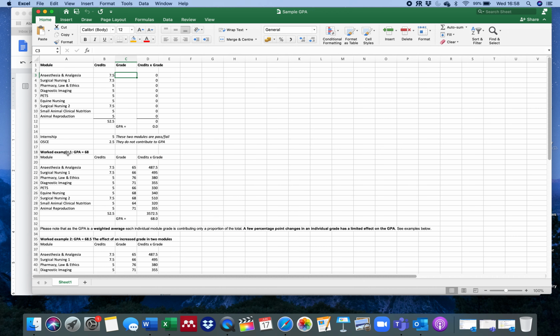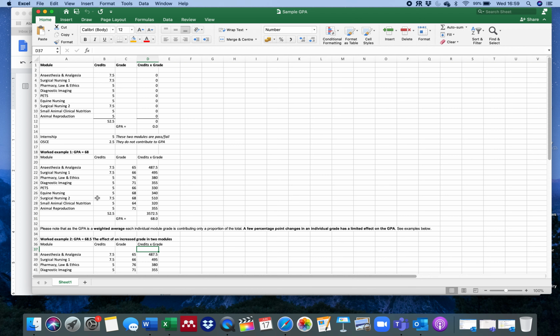So if we take an example here, this first worked example, I've put in made up grades here for the students. So let's say they got 65% in anaesthesia, 66 in surgical nursing 1, 76 in pharmacy law and ethics, and so on. Then I've asked Excel to multiply 7.5 by 65, gives me 487.5 for anaesthesia, 495 for surgical nursing, and so on. Okay, total them up together, we get 3572.5. Divide that by 52.5, gives us this student's GPA is 68. So this student, having aggregated all their credits and percentages in their final exams, their GPA is 68.